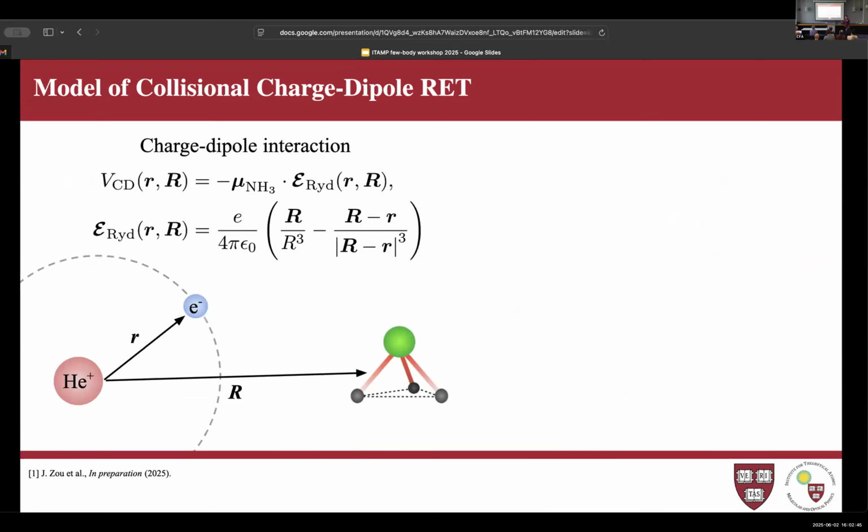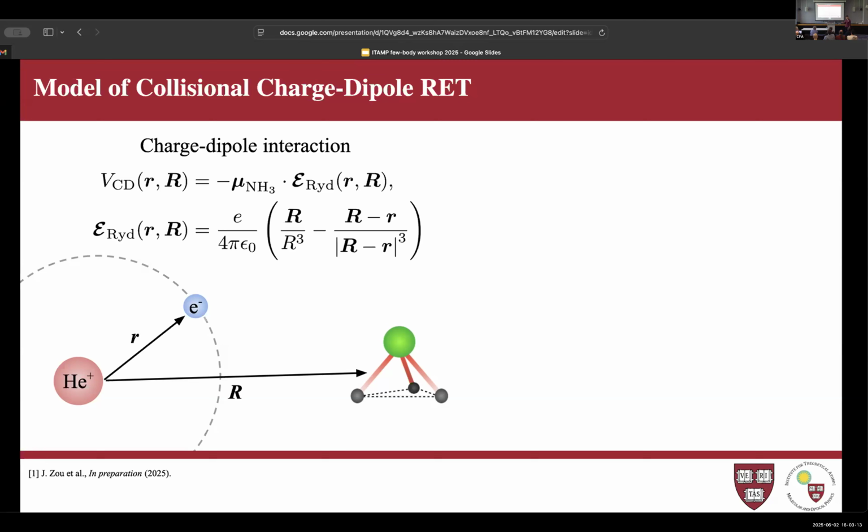So this is the charge-dipole interaction. I think this is probably the only equation I'm going to show on the slides, but this is just to give some context. There's a dipole moment in the ammonia molecule, again, from this inversion parity doublet that's splitting. And it's interacting with the electric field that's generated by the Rydberg atom. So this is the individual electron of the helium atom and the helium ion core that are both generating electric fields and interacting with the ammonia molecule.